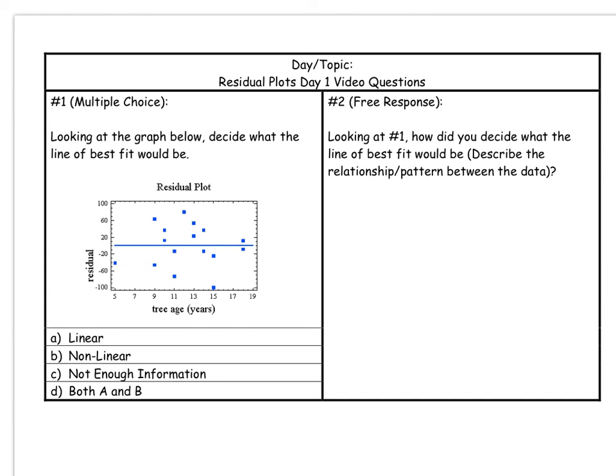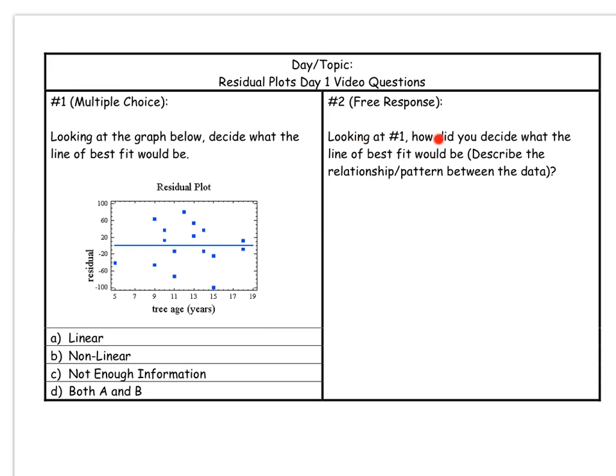Okay, now it's your turn. Multiple choice question number 1. Looking at the graphs below, decide what the line of best fit would be. So you're asking yourself, are these random or scattered? Or does it have a pattern? If it's random and scattered, it would be a linear model. If it has a pattern, it would be nonlinear. Or maybe there's not enough information. Or maybe it's both linear and nonlinear.